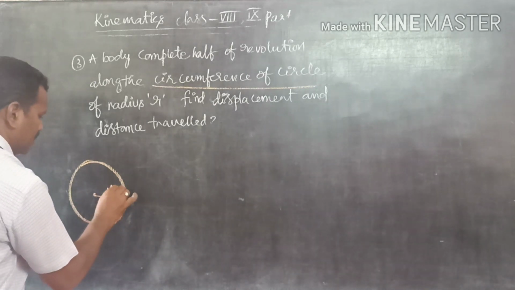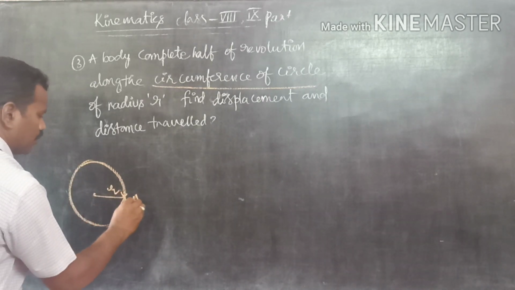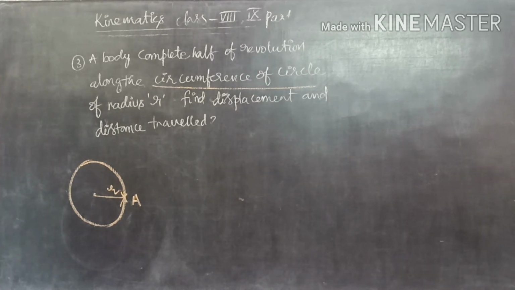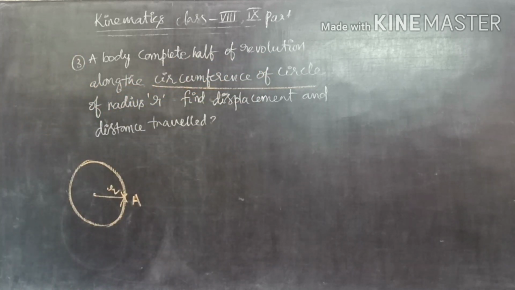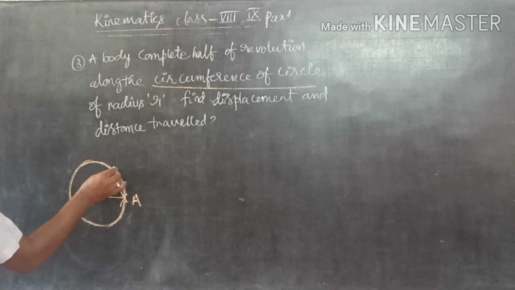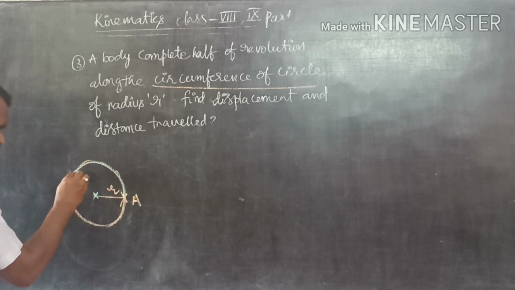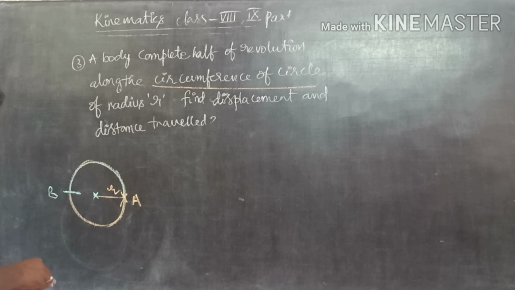Now, the circle has a radius r. Consider the particle at point A. Then what did it do? It completed half of the revolution along the circumference of the circle, meaning the body travels from here to here. Half of the revolution means the body goes from A to B. Now this distance is nothing but the radius, if we consider the center as O.